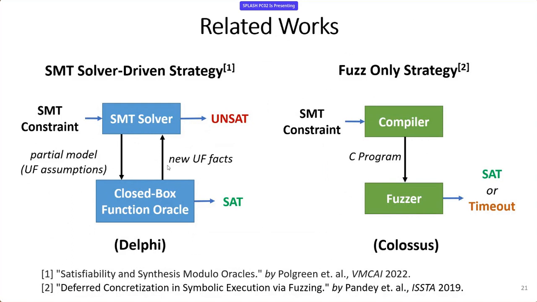The other work, which came out in ISSTA 2019, is the tool named Colossus. It takes the SMT constraint and compiles everything down to a C program, and then fuzzes the C program. And if they find a satisfiable solution, you can just return that model, or you just exit with a timeout.